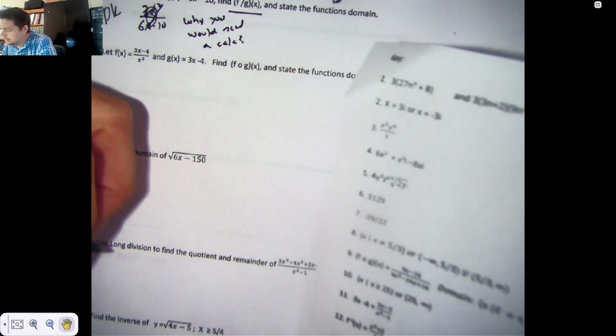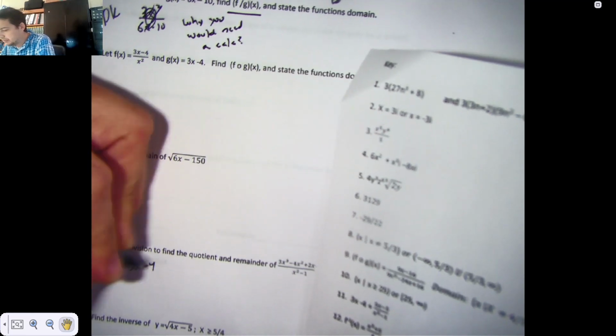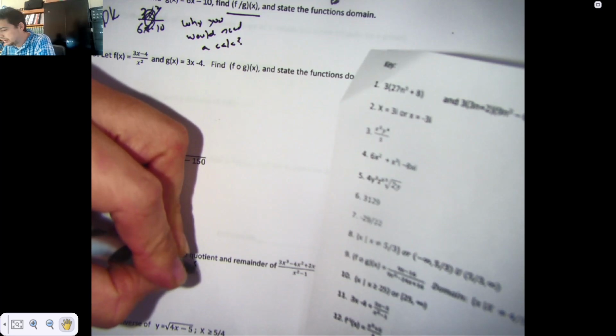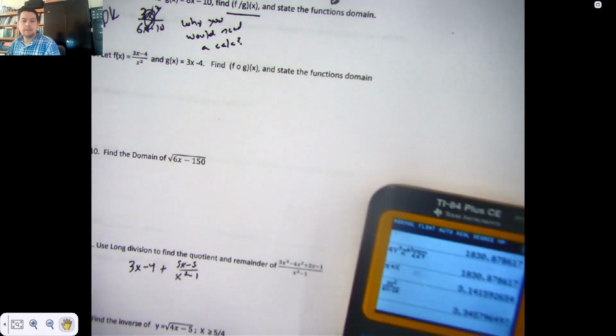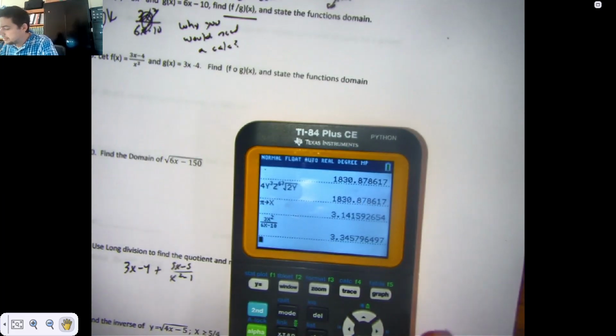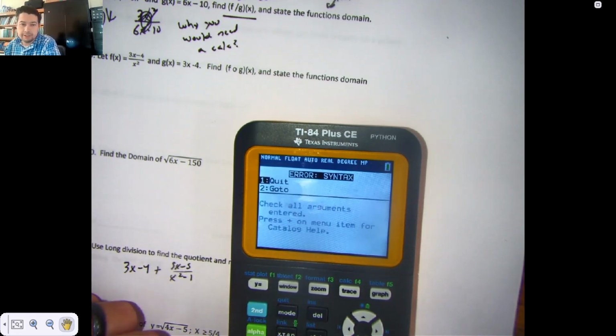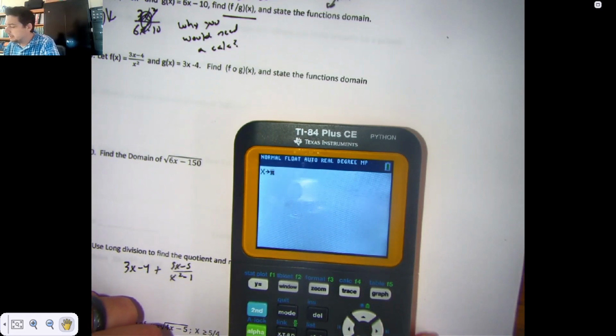So what is this, number 11? I wrote down 3x minus 4 plus 5x minus 5 over x squared minus 1. And I'm just going to make up a random thing and store it to x. I'm just going to keep using pi. And by the way, I just keep doing this just to remind you of how to do it. It's already in the calculator. Whoops, did it backwards. Take the pi and store it to x.